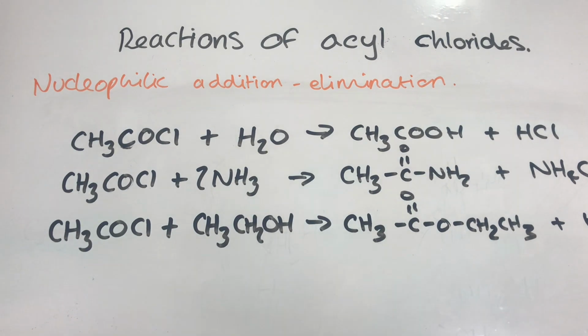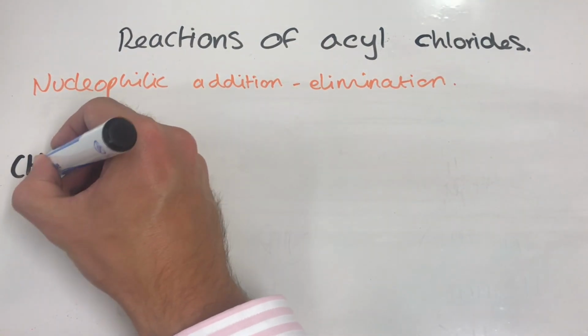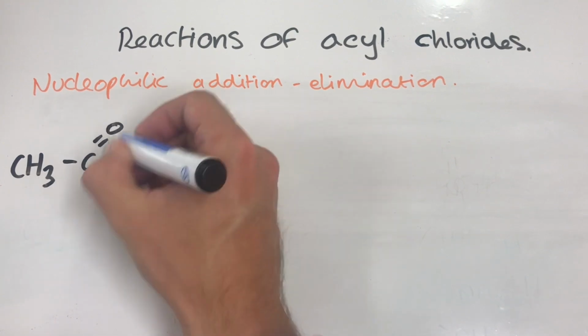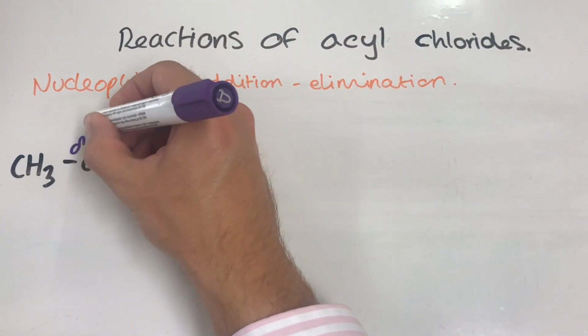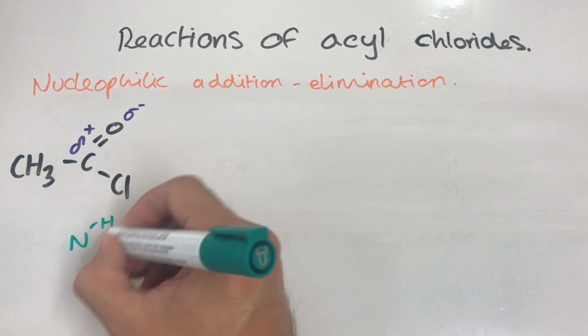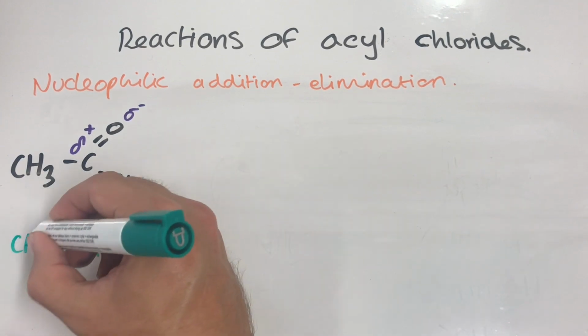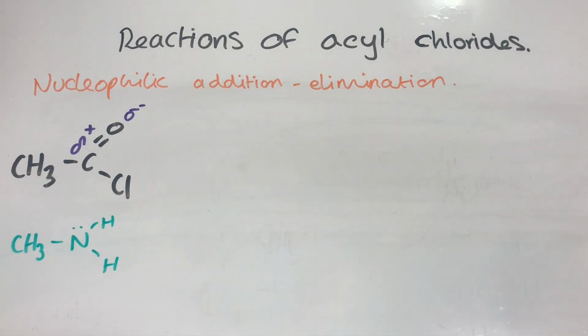We can bring this all together and have a look at another reaction. We could look at what happens if you react a primary amine with an acyl chloride as well. So if we bring it all together, we have our acyl chloride, CH3COCl. We have our delta negative oxygen, delta positive carbon. This time we're going to react a primary amine. Our primary amine is going to be NH2, and we'll have a CH3 here. So we'll use methylamine with our lone pair of electrons here on the nitrogen.